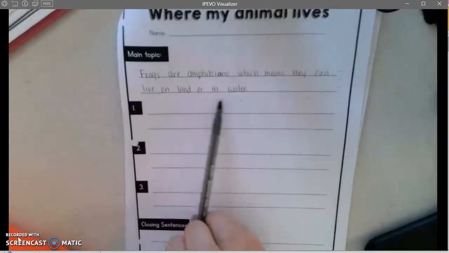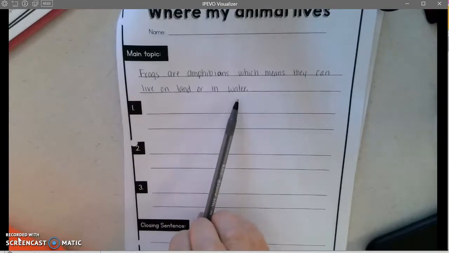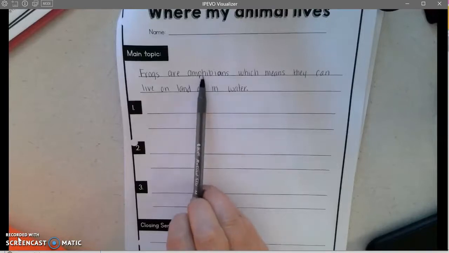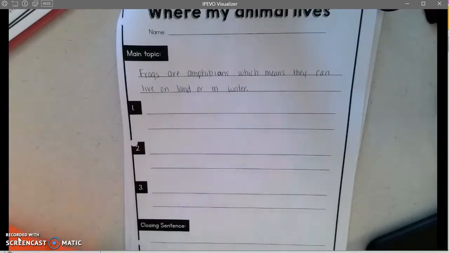And there's a word for animals that can live on land or in water. It's called amphibians. Maybe your animal is cold-blooded. Maybe your animal is warm-blooded, and that leads to the reason that they live where they live.